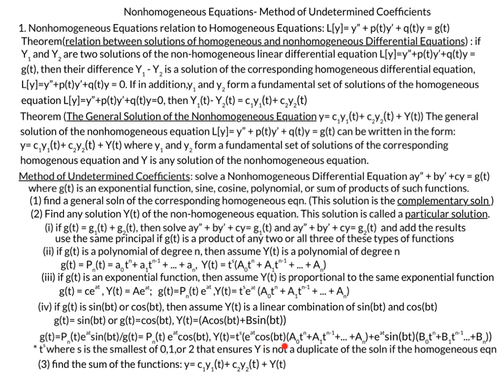So if y is a duplicate of the solution of the homogeneous equation, we multiply our y of t by another factor of t. And possibly we'll need to multiply by t squared, but never more than t squared. So that's what this note was about. And then finally, we find the sum of the functions: our general solution is equal to a linear combination of the fundamental set plus our particular solution.